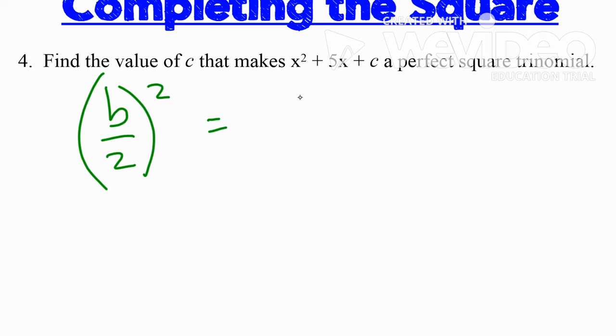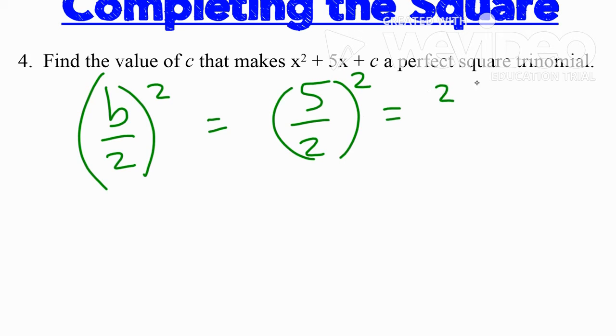Now here's the deal. When you take half of b, if it's a decimal, do not convert it. Just leave it in fraction form. So we're going to leave this in fraction form. We're not going to convert it to a mixed number. We can reduce it if it's possible, but that one's not possible, so we're going to leave it in fraction form. And then your final answer will be this.